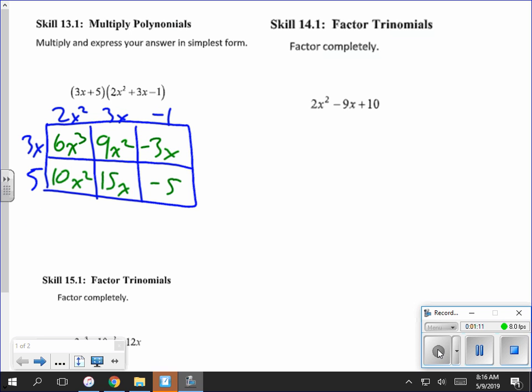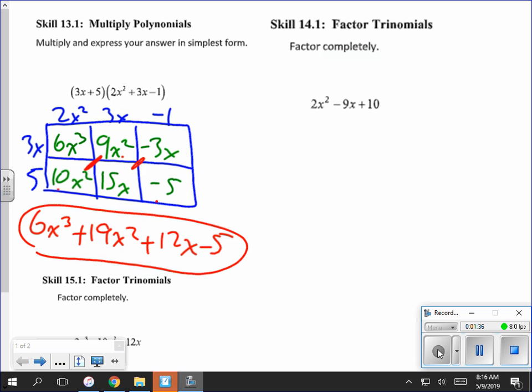I have 6x cubed. And then my x squareds are the same across my diagonal. I have 10x squared. 9x squared gives me 19x squared. Then my x's, same thing. 15x, negative 3x. 15 minus 3, that gives me 12x. And then my last one is minus 5. And that's your answer.